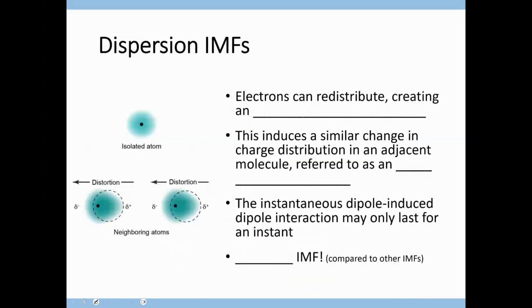Okay, let's talk a little bit more about dispersion forces. So the image at the top, labeled as an isolated atom, just shows an atom with a nucleus in the center and then electrons in an orbital, or we can also call that an electron cloud, so a space where electrons exist. On its own, the electrons are evenly distributed, but electrons can redistribute. They're not localized to a specific spot. They can shift around, float left and right, up and down, forward, backward in a molecule. And that distortion or that redistribution creates an instantaneous dipole.